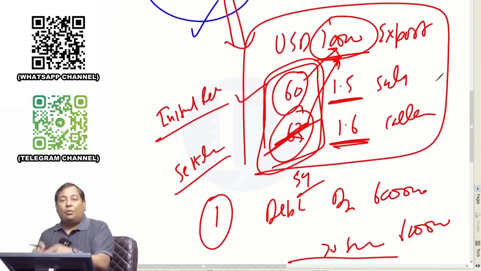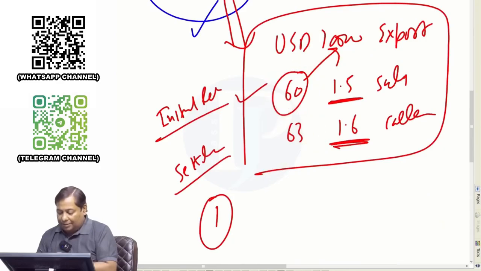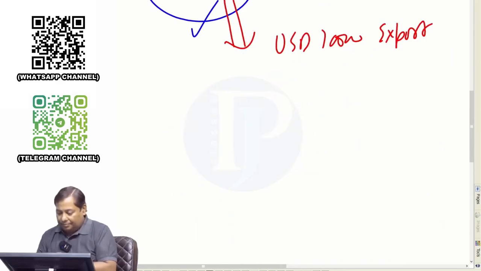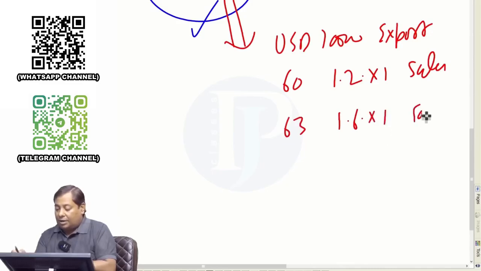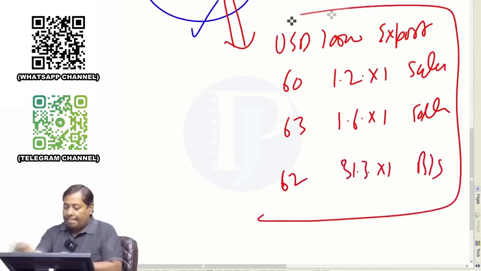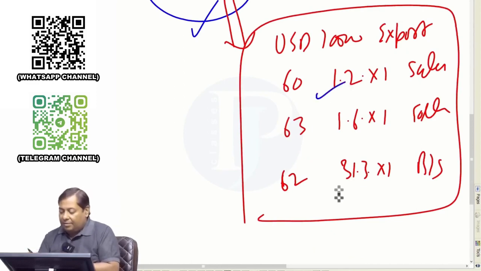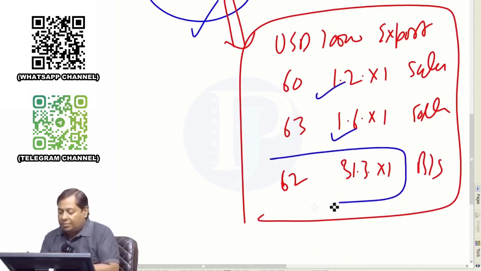I am talking about monetary items. I am talking about fixed items. Now let's take another example. On 1st February, the rate is 60 rupees. It's my sale. On 1st June, the rate is 63. This is my collection, and 31st March, X1, is my balance sheet date, and the rate is 62 rupees. Sale happened in February, collection in June, but the balance sheet date came in between.